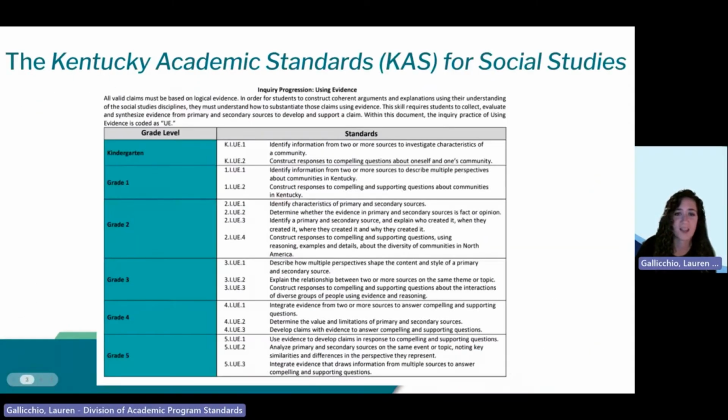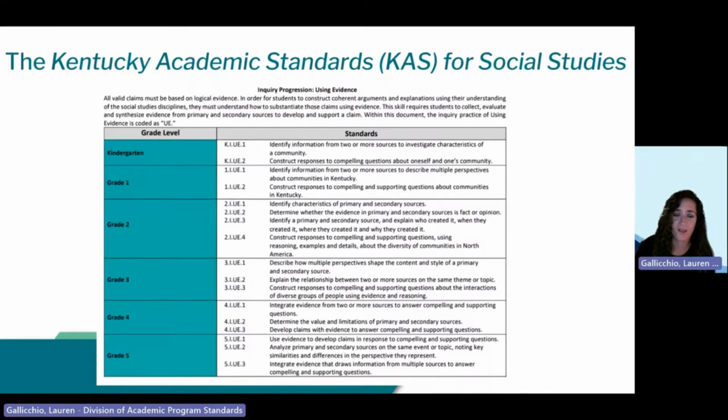On the screen, you will see an excerpt of the inquiry progression of the CAS for Social Studies. If you do a deep dive into the inquiry progression of the using evidence standards, you will see that students engage with using evidence as soon as they start their social studies education. Students are expected to use evidence as early as kindergarten. The first kindergarten using evidence standard states that students should identify information from two or more sources to investigate characteristics of a community. Students are to use evidence to learn about the characteristics of their community. This skill progresses in complexity and in sophistication from kindergarten to high school.